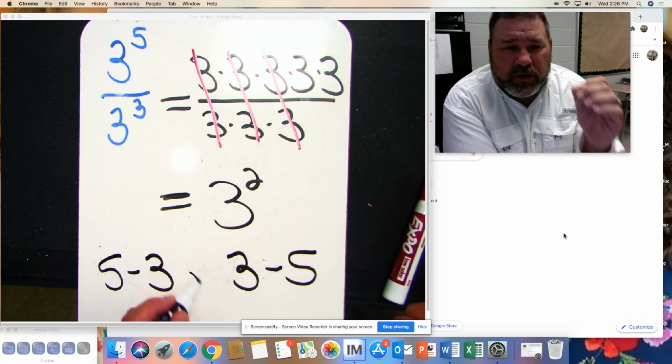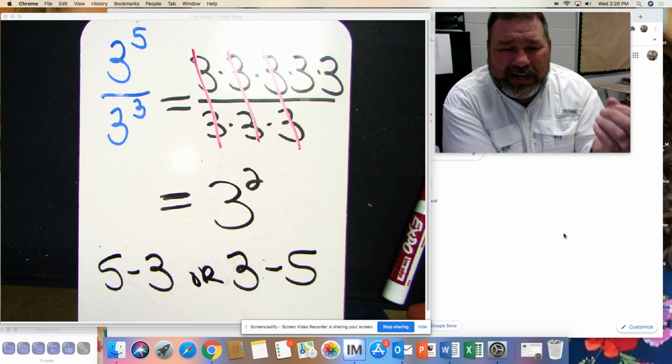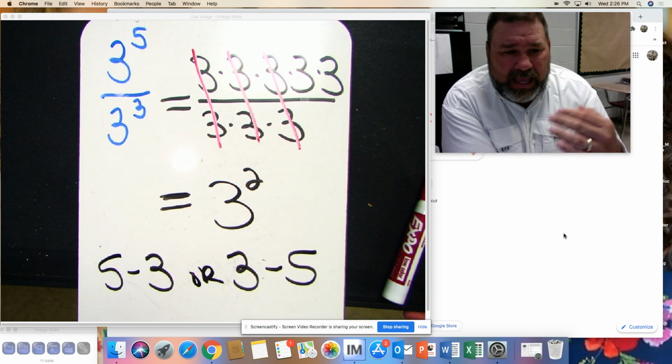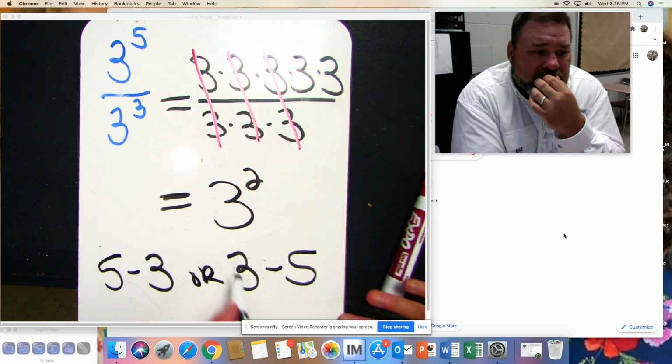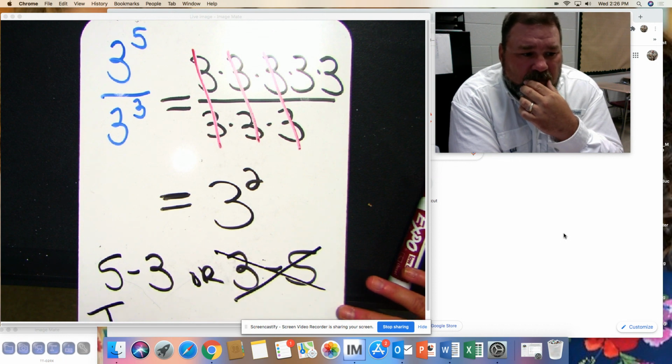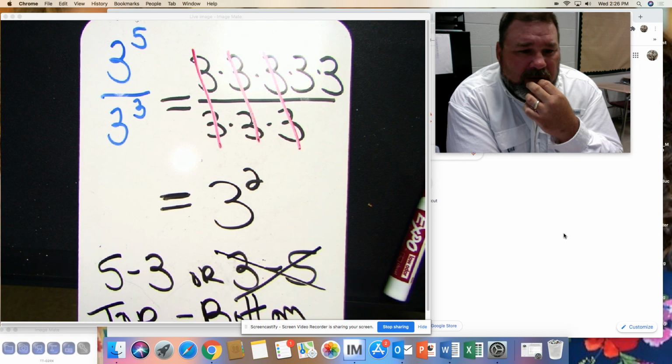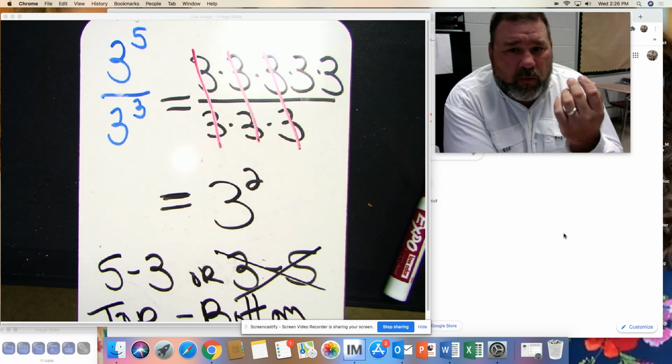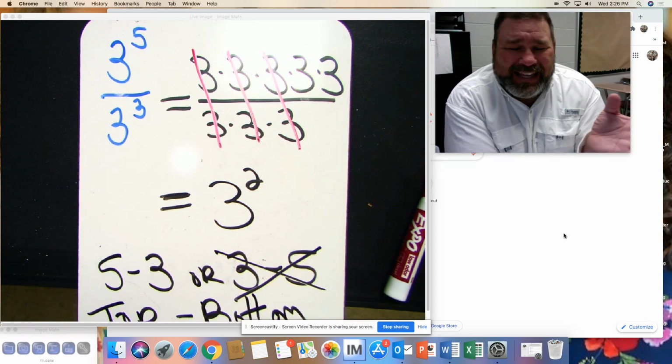So it has to be the numerator's 5 minus the denominator's 3. It can't be 3 minus 5. So it can't be that. So it has to be the top exponent minus the bottom exponent. Right. And that's your shortcut. Again, it only works with common bases.